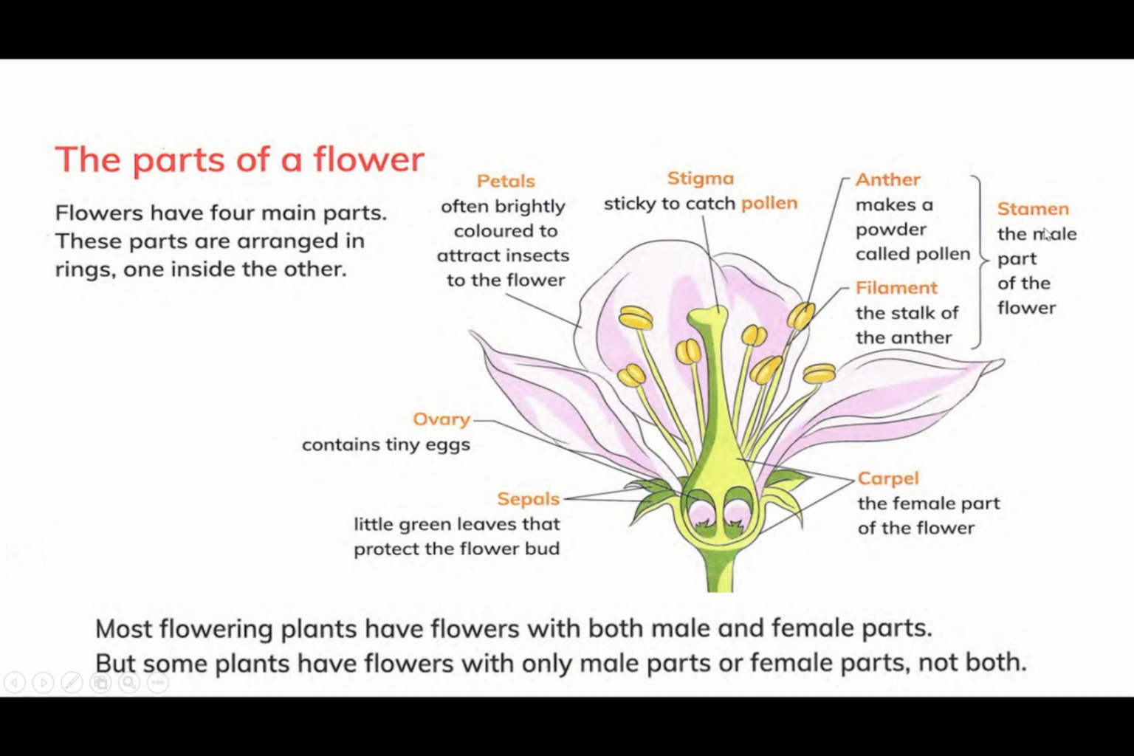And the stamen, which is the male part made of 2 parts, filament for holding the anther. This yellow part is the anther, which makes a powder called pollen.